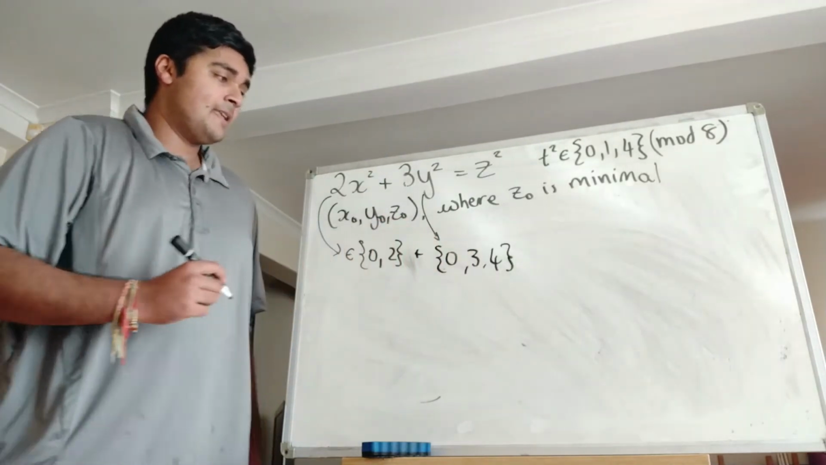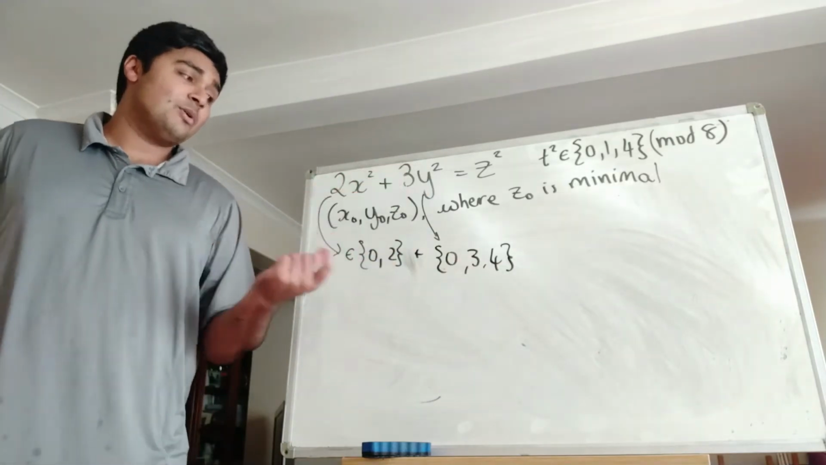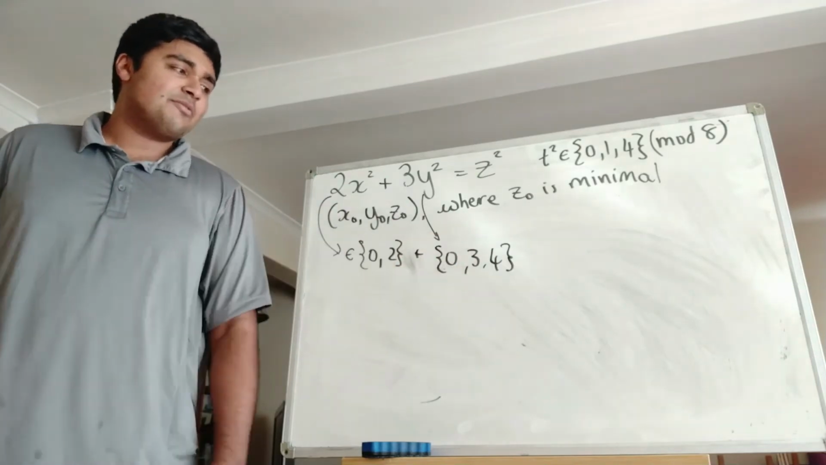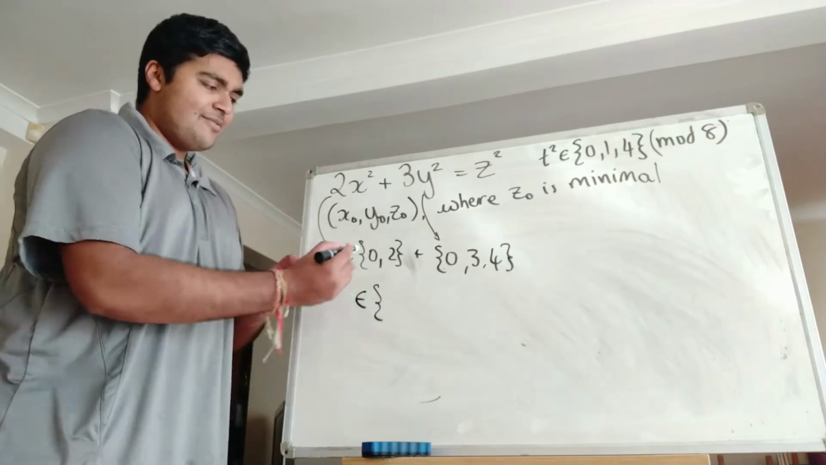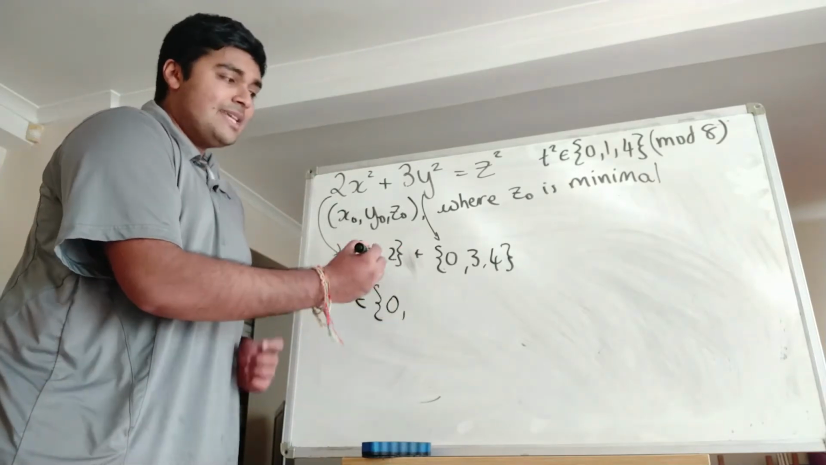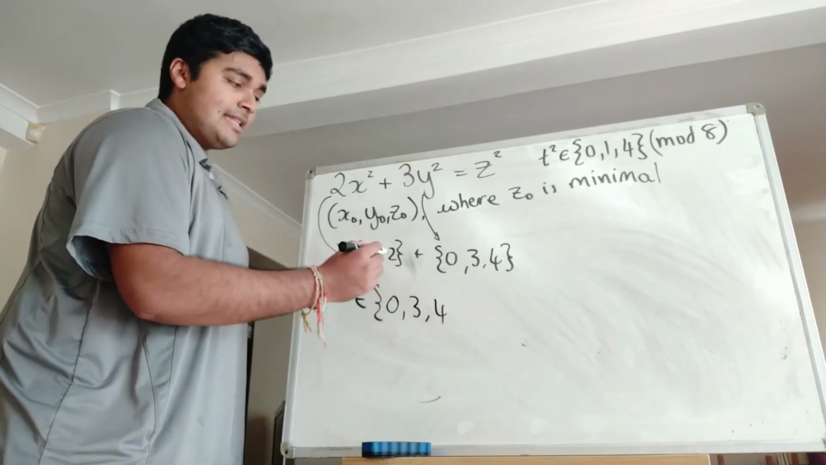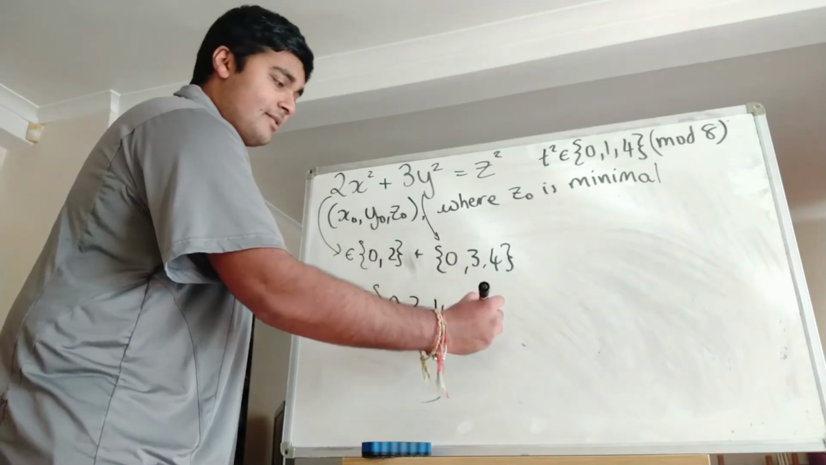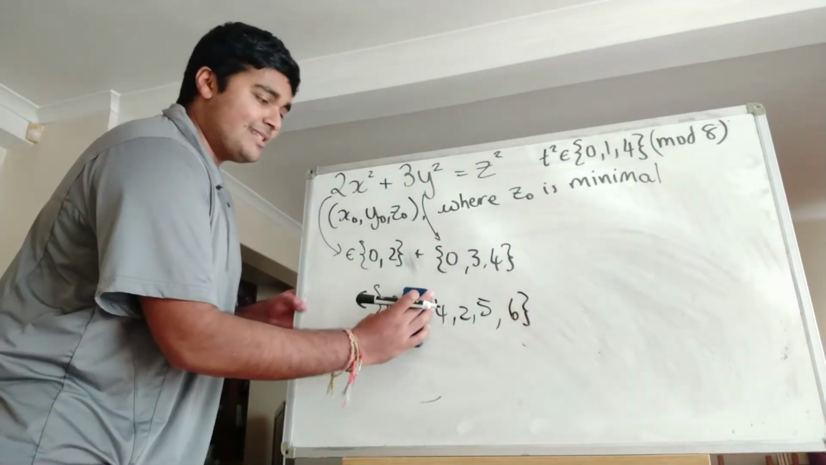So the left-hand side, 2x squared plus 3y squared mod 8, is going to be some number from 0 or 2 plus some number from 0, 3 or 4. We just have to look at the different combinations. 0 plus 0 gives us 0. 0 plus 3 gives us 3. 0 plus 4 is 4. Then 2 plus 0 is 2. 2 plus 3 is 5. And 2 plus 4 is 6. Let me bring this 2 here so it's in sequential order.